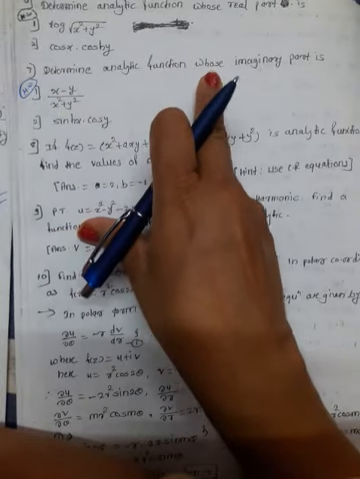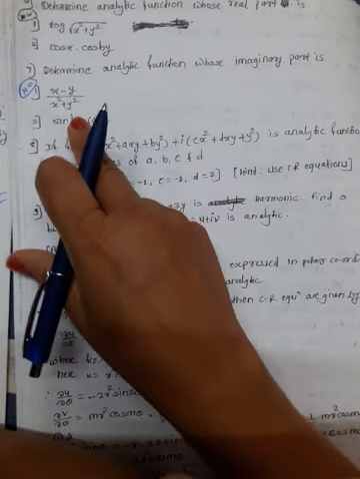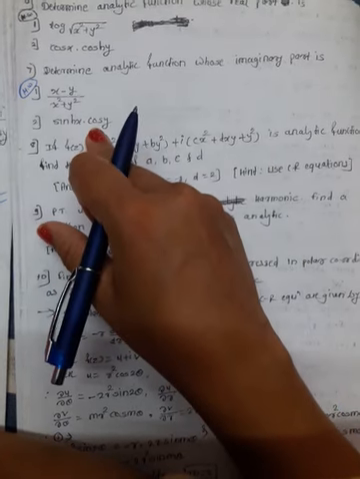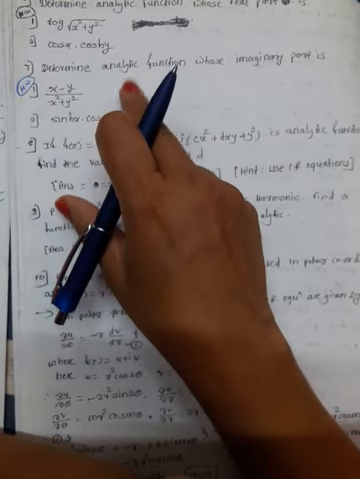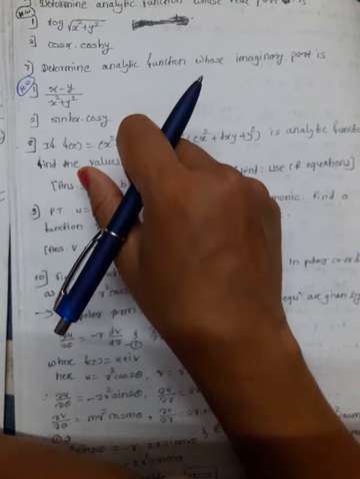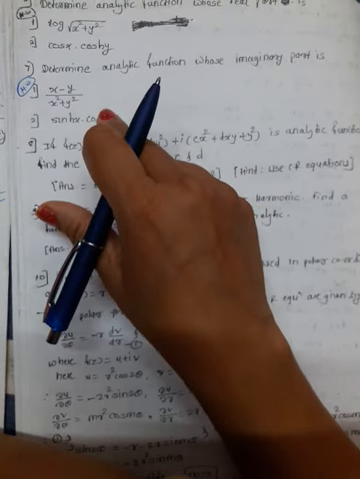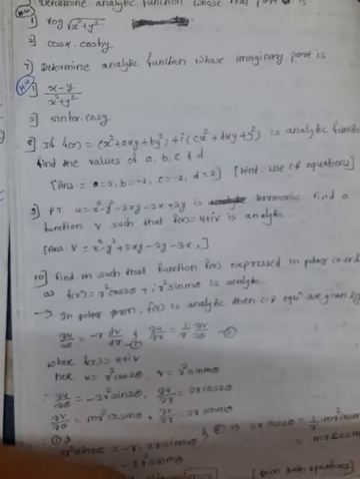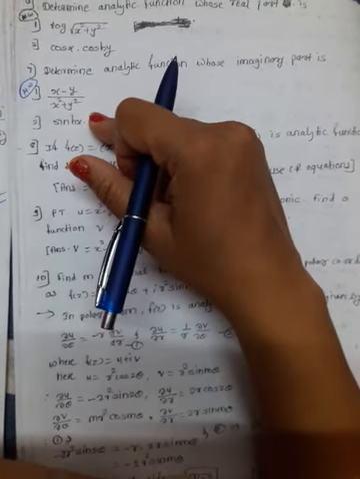Determine the analytic function whose imaginary part is given. Now in these two examples, the imaginary part, that means v, is given, and you have to find the analytic function, that means you have to find u, and then at the last you have to write f(z) is equal to the addition of u plus iv. Both examples we have just studied.